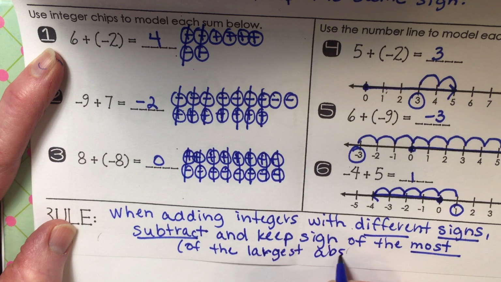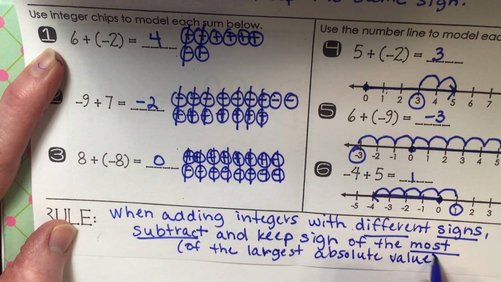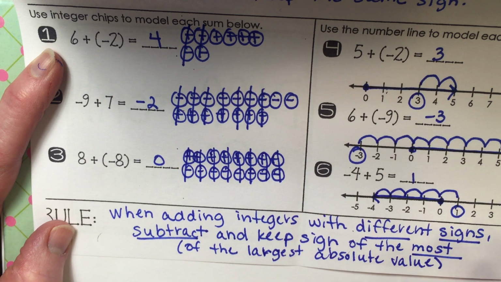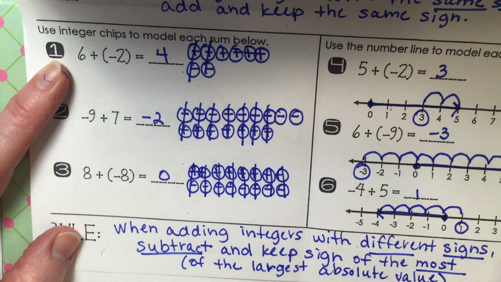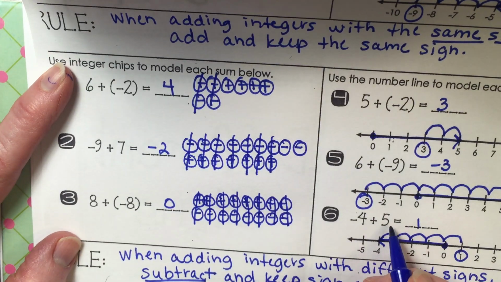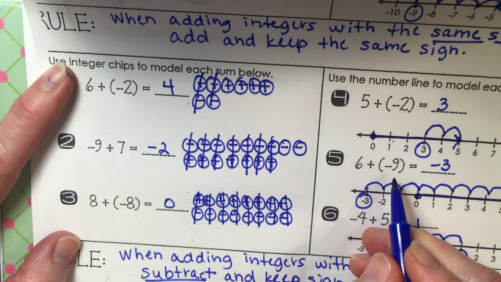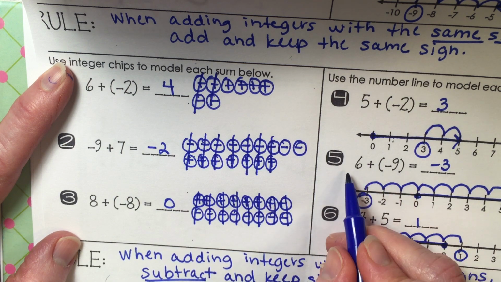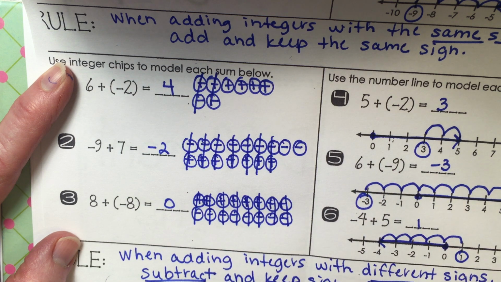So we've talked about absolute value before. Remember, that's just the distance from 0. So which one is the furthest from 0? That's going to be the sign of your sum or your answer. All right, so 5 has a larger absolute value than -4. It was positive, so my answer is positive. Here, the largest absolute value of both of these would be 9. And since 9 started off negative, my answer is negative.